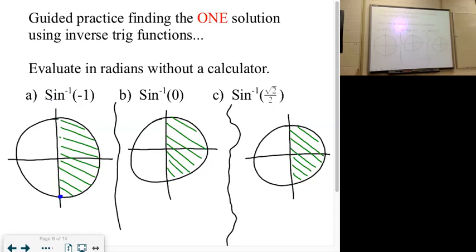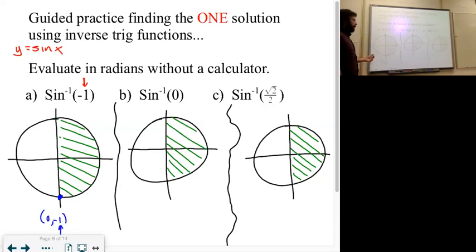So the first question is evaluating in radians without a calculator. Inverse sine of -1. So we're basically looking at what angle produces a -1 when we take the sine of that angle. Remember, the input of this function is really the output of the standard sine graph. So I'm looking at where sine equals -1 on my circle. I have a point right here, the coordinate point (0, -1). My y value is -1.